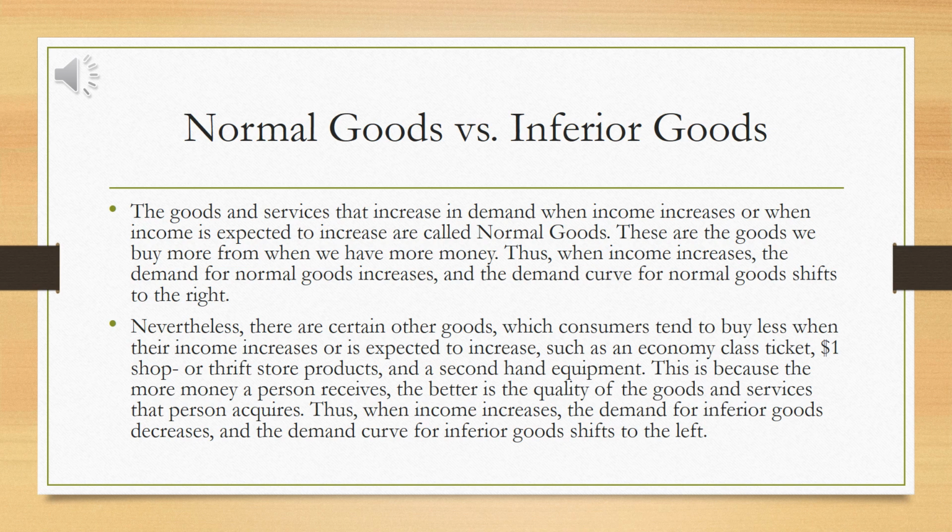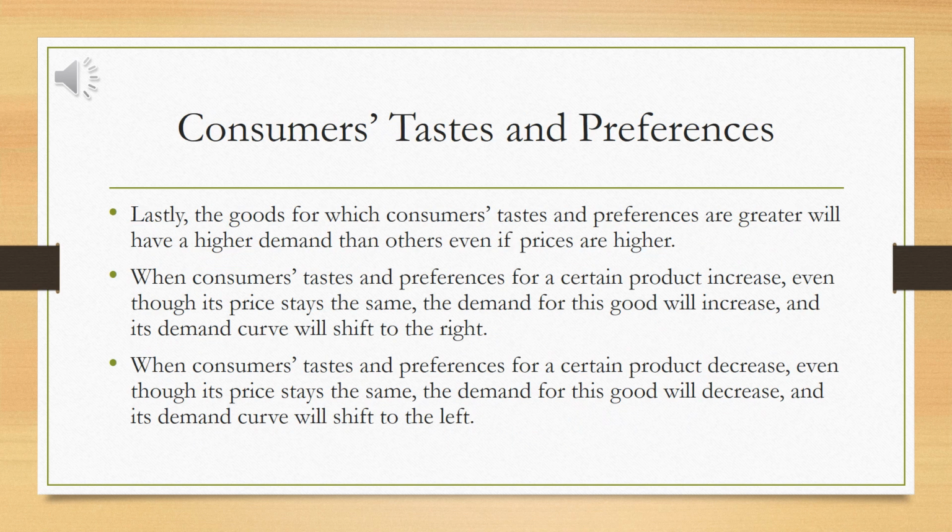Lastly, the goods for which consumers' tastes and preferences are greater will have a higher demand than others, even if the prices are higher. When consumers' tastes and preferences for a certain product increase, even though its price stays the same, the demand for this good will increase and its demand curve will shift to the right. When consumers' tastes and preferences for a certain product decrease, even though its price stays the same, the demand for this good will decrease and its demand curve will shift to the left.